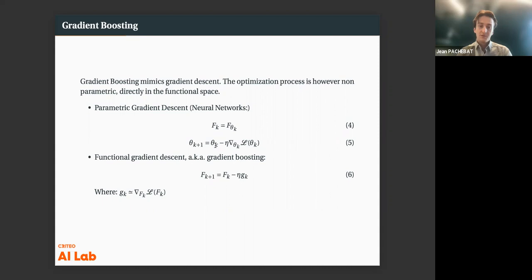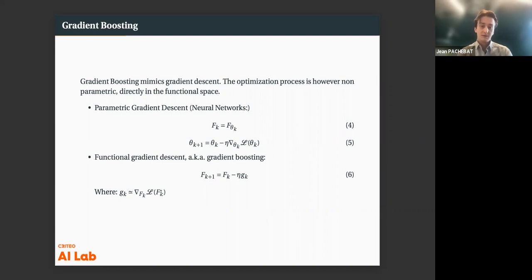In functional gradient descent, we do not have this parameterization, and therefore we are directly optimizing in the functional space. So our new function would be a corrected version of the previous one with a gradient-like value, which is estimated as being near the gradient with respect to the function of the last iteration of our functional at points of the function at the last iteration.